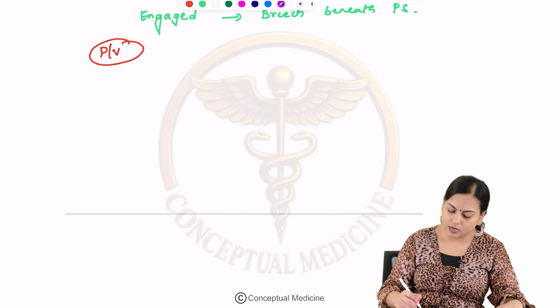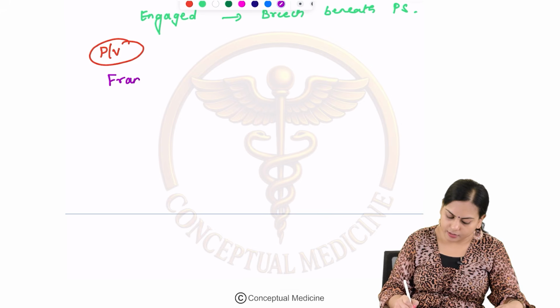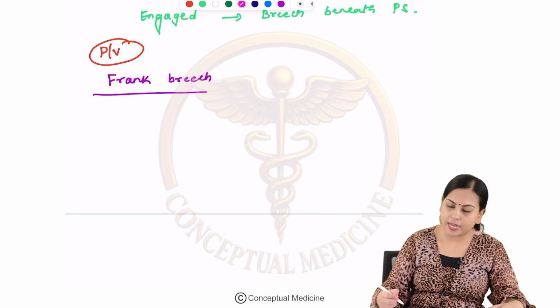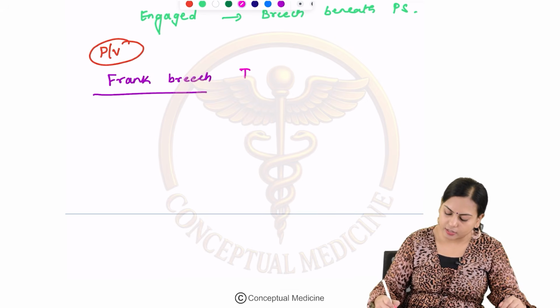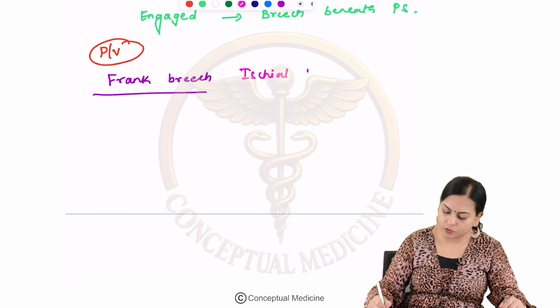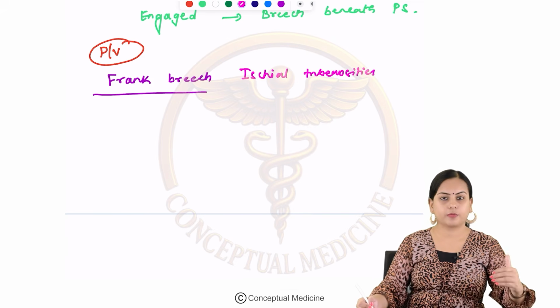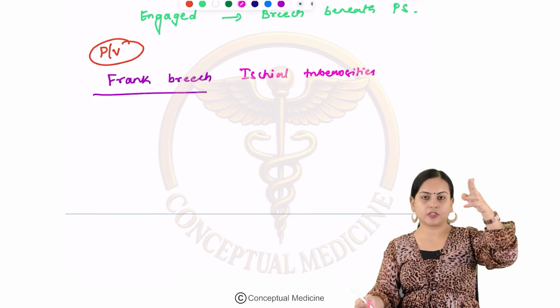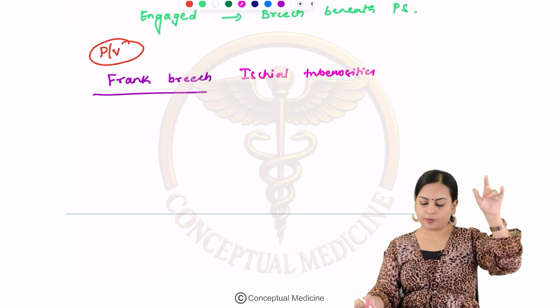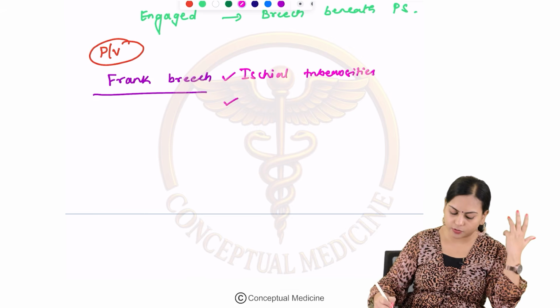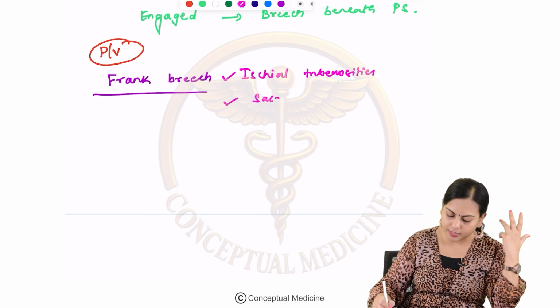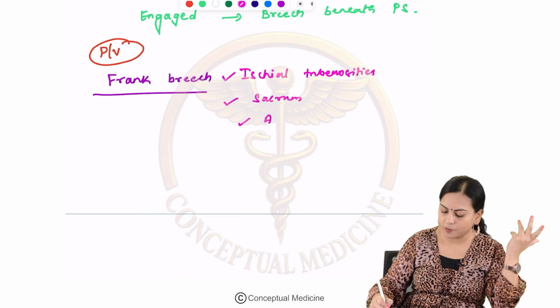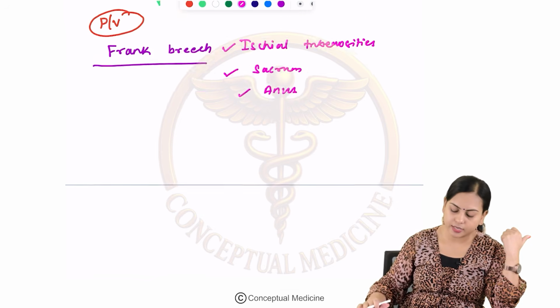So, we will see what we will be able to see in a frank breech. In frank breech, you will be able to palpate the ischial tuberosities. Imagine the buttocks of the baby is in the lower pole, so while doing per vaginal examination you are going to feel the buttocks of the baby. You will be able to palpate the ischial tuberosities, the sacrum, and the anus, right?